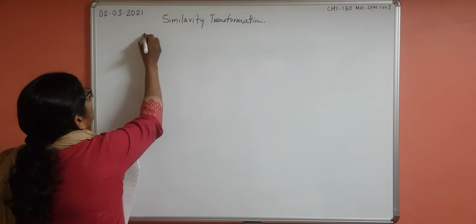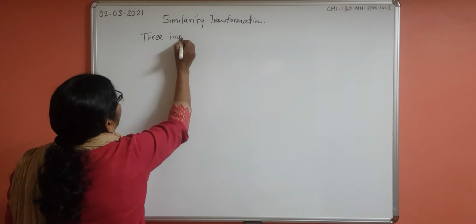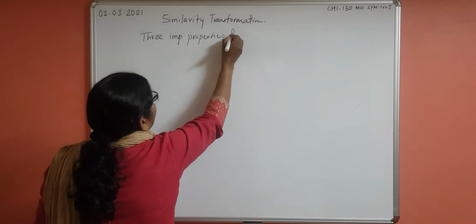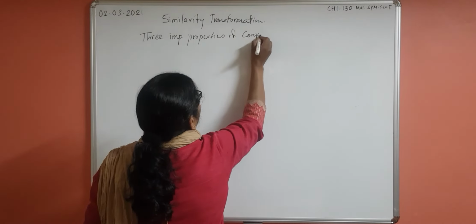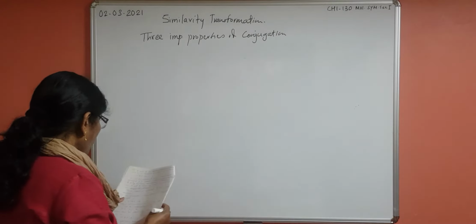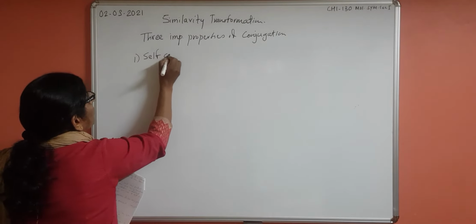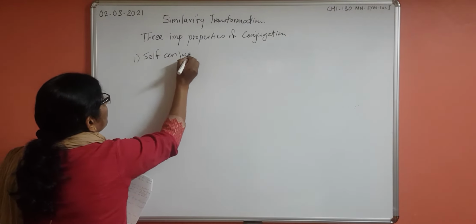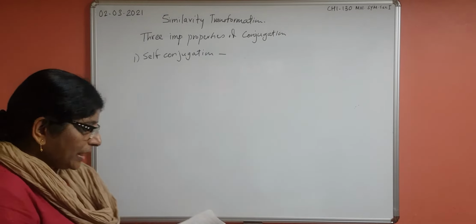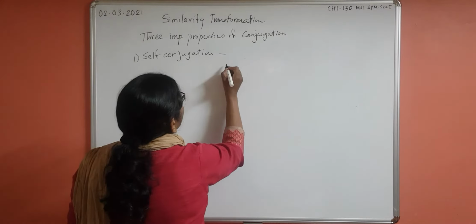So three important properties of conjugation. First, self conjugation. What is self conjugation? Every element is conjugate with itself. So for example, earlier we saw an equation.